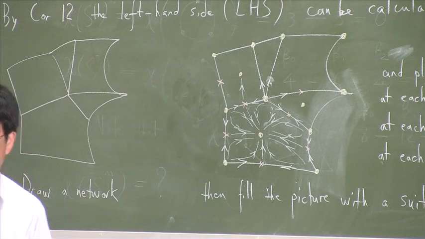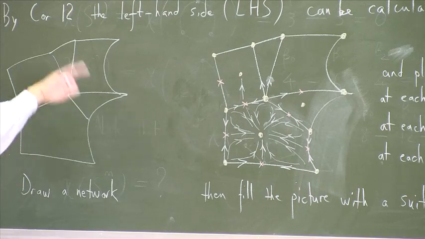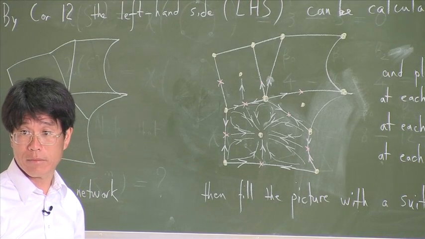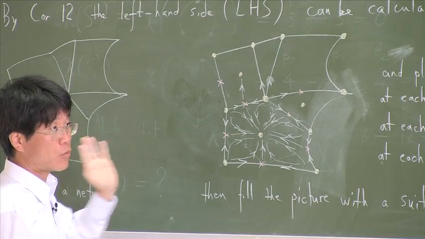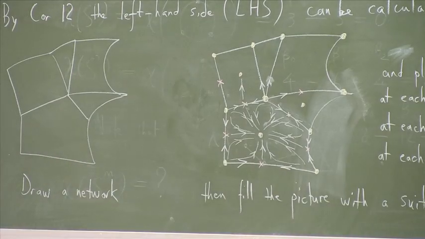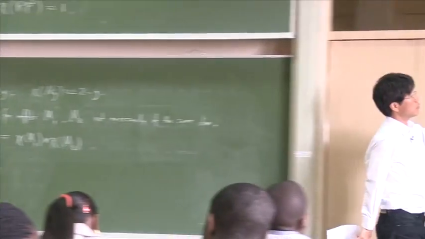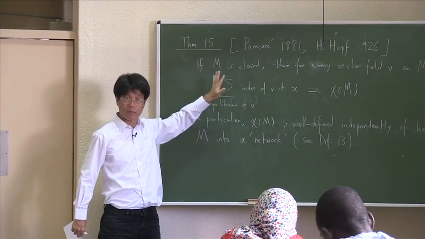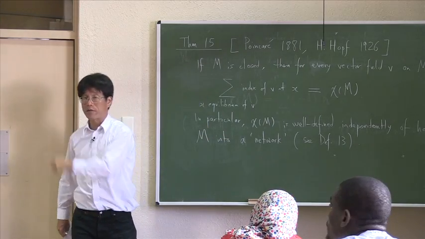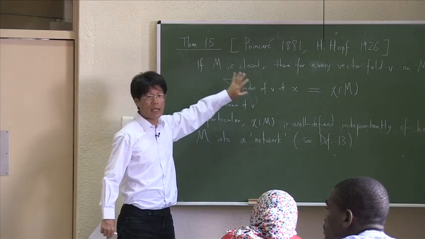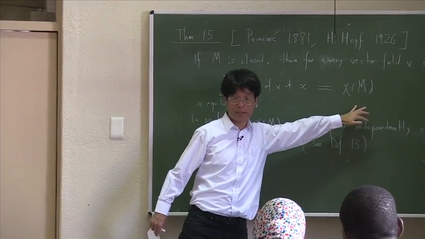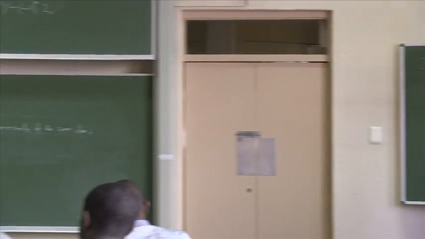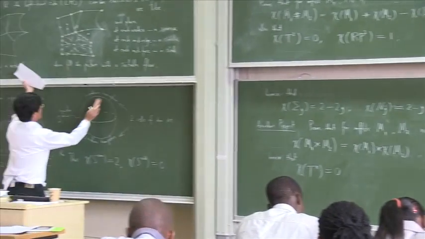Is that okay? So this way, given any network, I can draw a vector field. And we are saying, let's use that particular vector field to calculate the index. I know that the number we get at the end is independent of the choice of the vector field, so that is this number. And we shall see if that number has anything to do with the Euler characteristic. It turns out that it does.